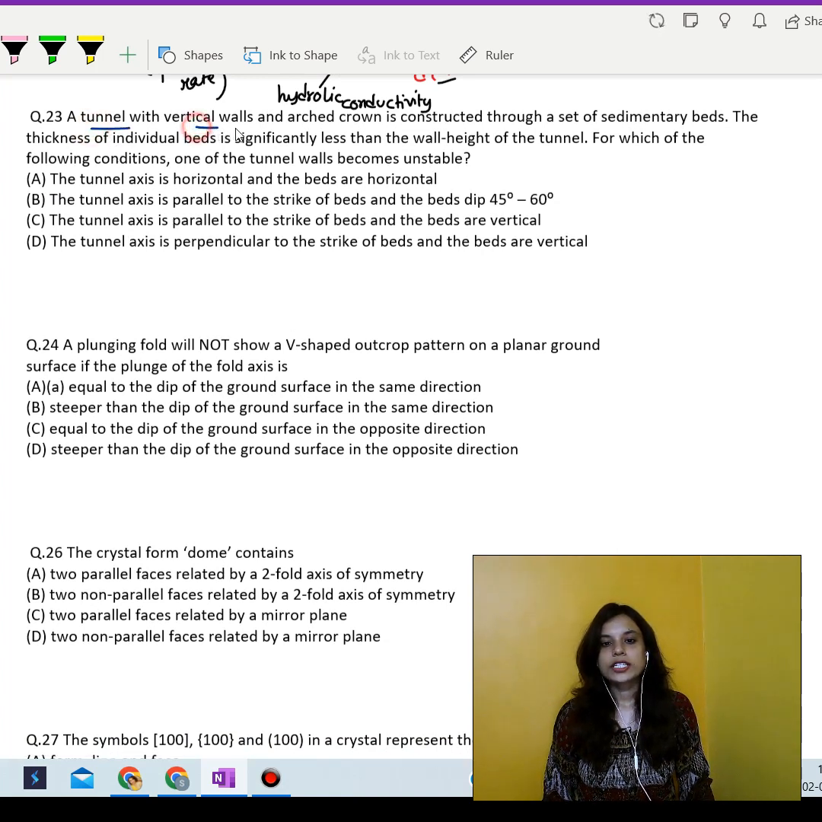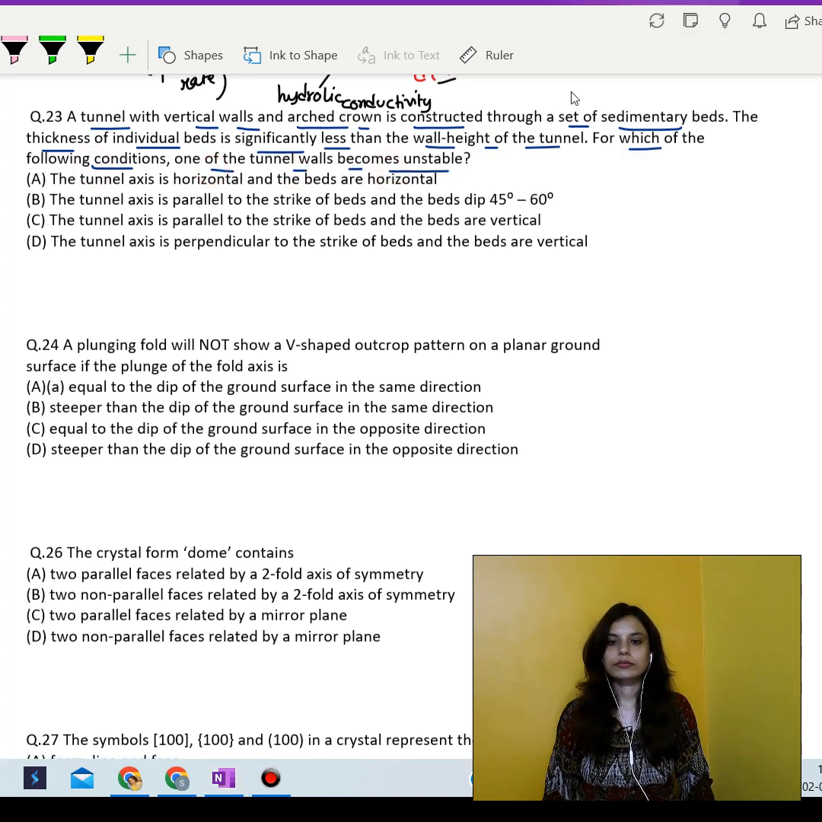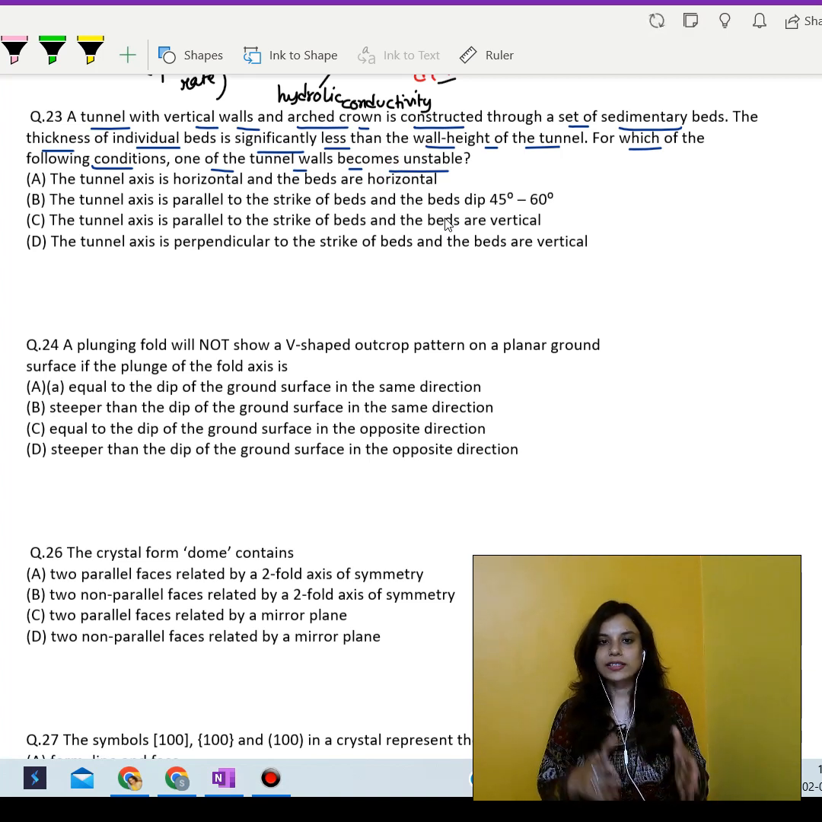A tunnel with vertical walls and arched crown is constructed through a set of sedimentary beds. The thickness of individual beds is significantly less than the wall height of the tunnel. For which of the following conditions does one of the tunnel walls become unstable? Now let's discuss this. The stability of the tunnel walls in sedimentary beds is influenced by the orientation and dip of the beds relative to the tunnel axis. So let's analyze each of these options.